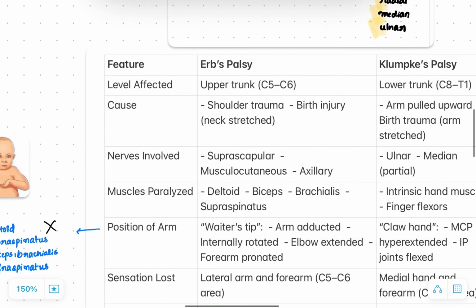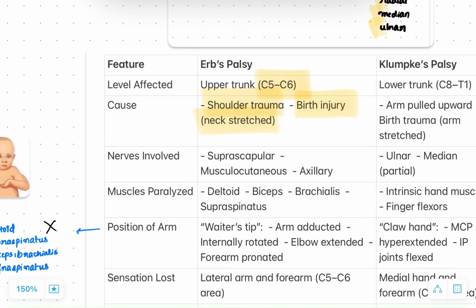So Erb's palsy, the upper trunk is injured. C5 to C6 forms the upper trunk, so that is the level affected. It is caused due to shoulder trauma or birth injury, because whenever there is overstretching of the neck during the delivery of the child, it will lead to brachial plexus injury, that is upper trunk, leading to Erb's palsy.